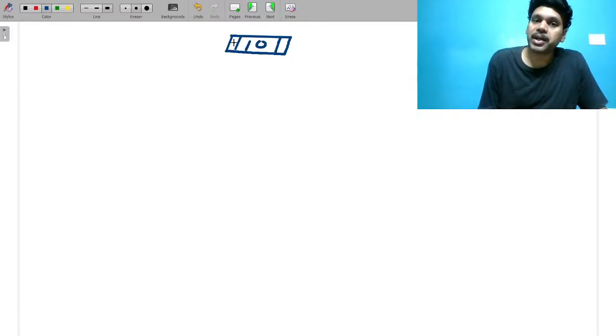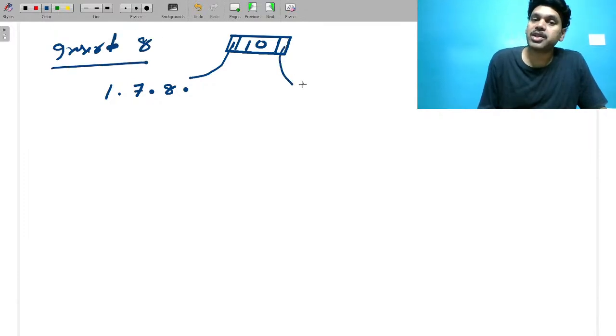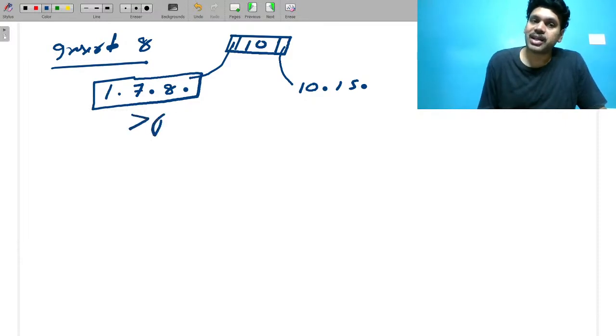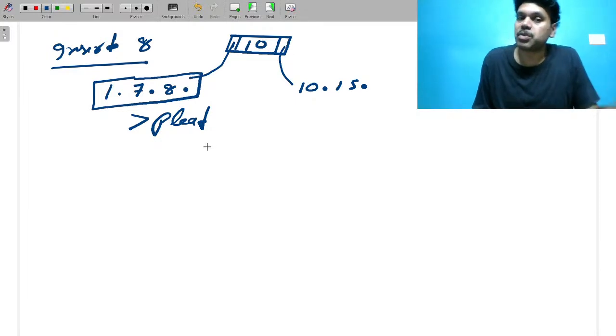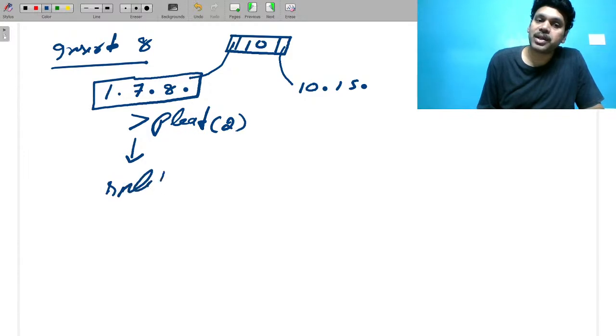and two block pointers here, 1 dot, 7 dot, 8 dot. So I am inserting 8 in this. Now right hand side there is no problem, 10 dot, 15 dot only. Here this particular block consists of 3 keys, which is greater than your P leaf, because your P leaf maximum is only 2 keys. Therefore there is a requirement of once again a splitting.